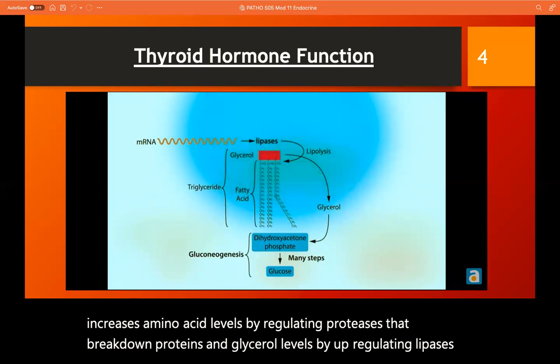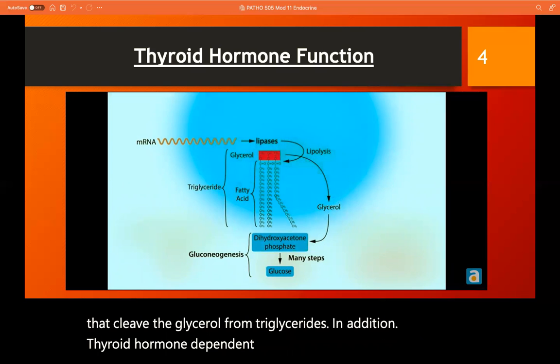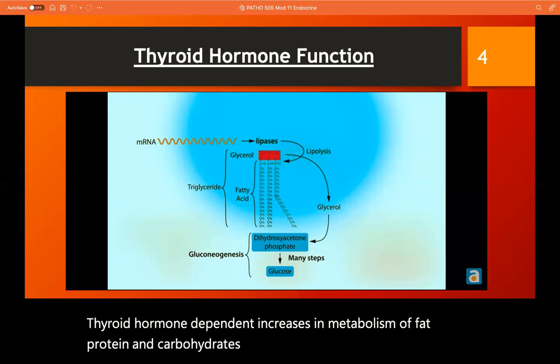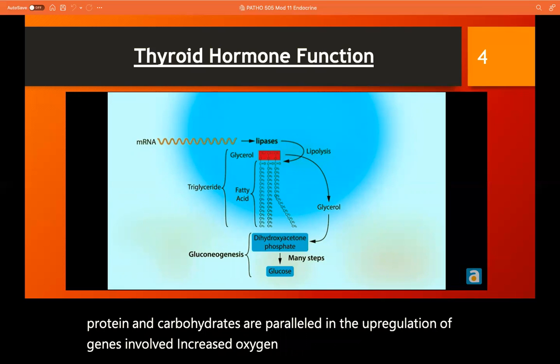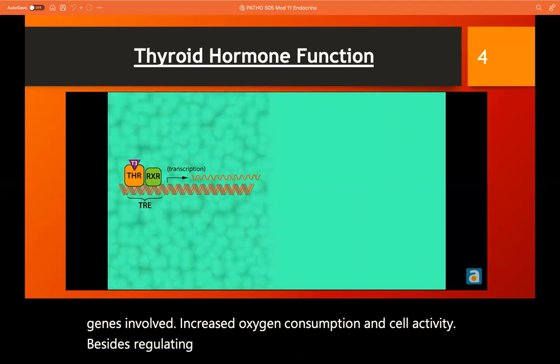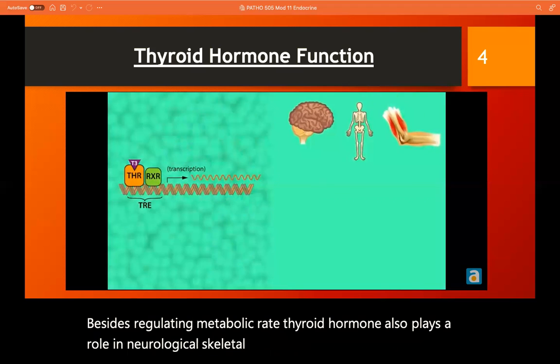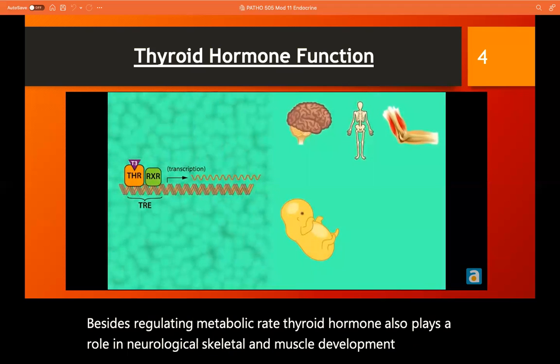In addition, thyroid hormone-dependent increases in metabolism of fat, protein, and carbohydrates are paralleled in the upregulation of genes involved in increased oxygen consumption and cell activity. Besides regulating metabolic rate, thyroid hormone also plays a role in neurological, skeletal, and muscle development during embryogenesis and postnatal development.